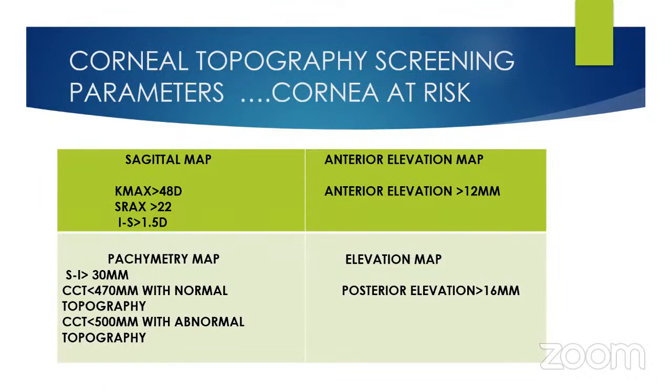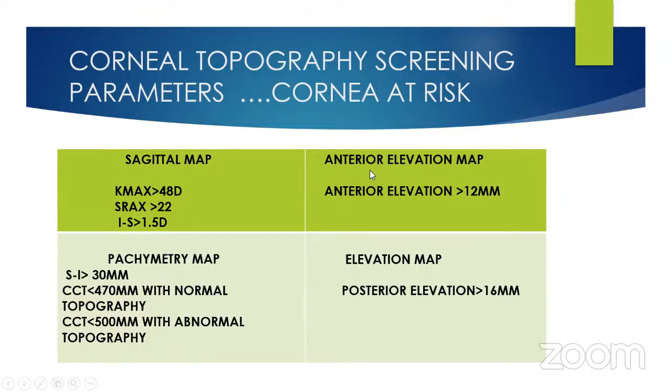Then coming to corneal topography screening parameters, which suggest there is a risk in the cornea. In a sagittal map, if the Kmax, maximum keratometry reading, is more than 48 diopter, if the skewed radial axis is more than 22 degrees, if inferior superior difference is more than 1.5 diopter, then the cornea is at risk.